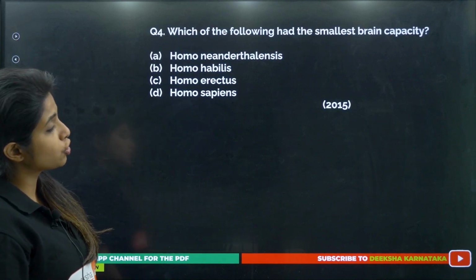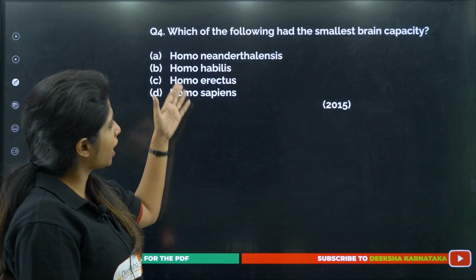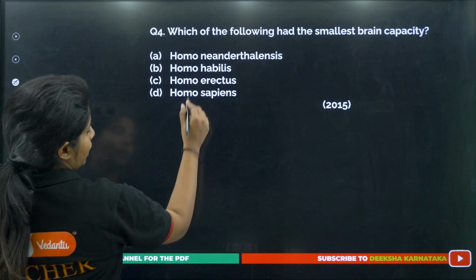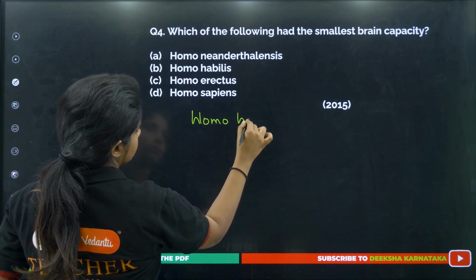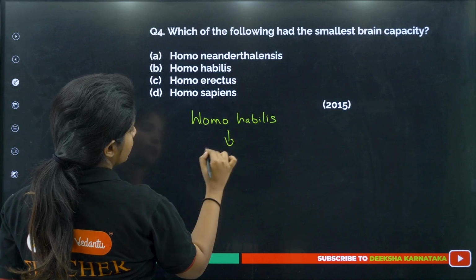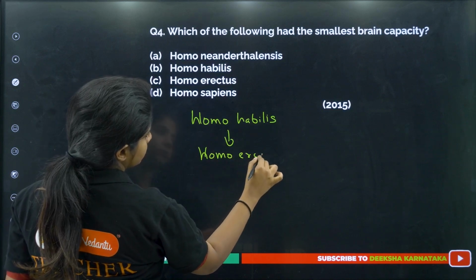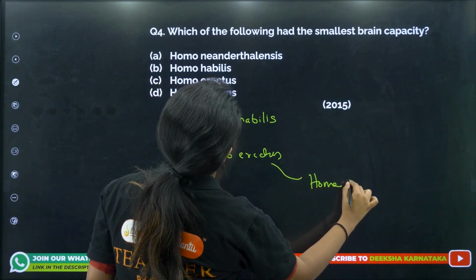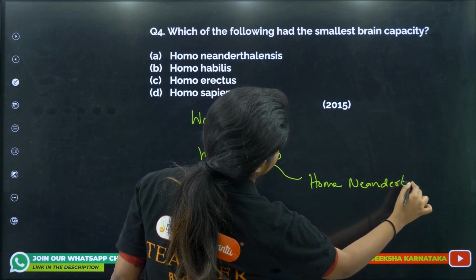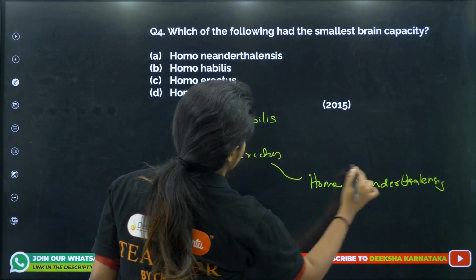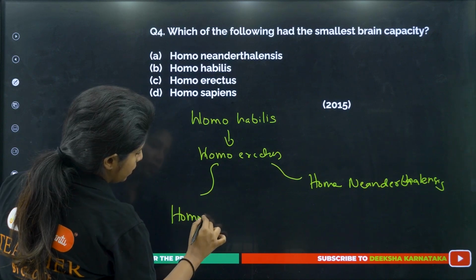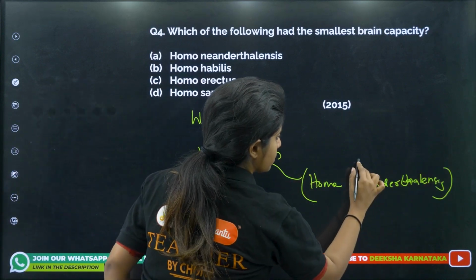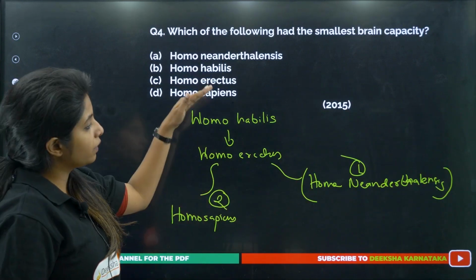Now, which of the following had the smallest brain capacity? What are these organisms that you see over here? Basically, this is the evolution of man. The first that appeared is Homo habilis. Then from them, Homo erectus evolved. Then from them, two things: Homo neanderthalensis and Homo sapiens. It is believed that it is divided into two, but they came first and they came second later on.